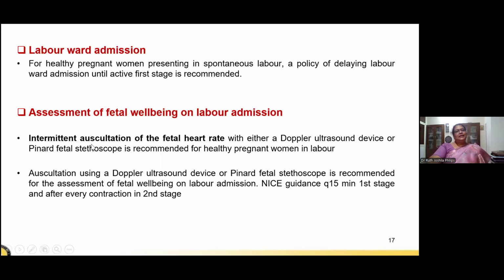Then the next thing is about assessment of fetal well-being. Usually when the woman is admitted in labor, we do an auscultation and see what the fetal heart rate is, which is a very good indicator of fetal well-being. So the World Health Organization and also the NICE guidance recommend that intermittent auscultation of the fetal heart rate has to be done throughout the labor.